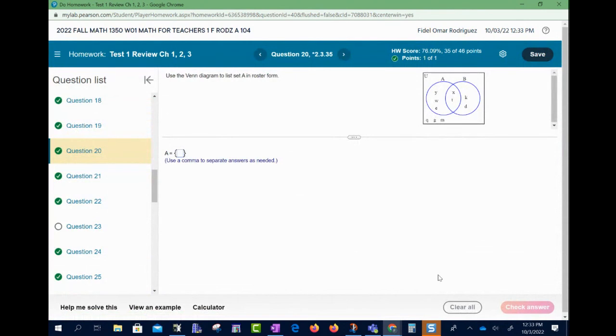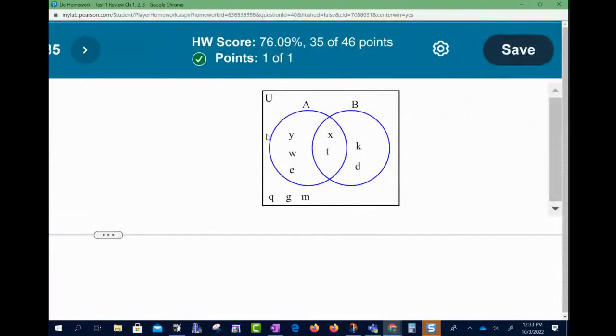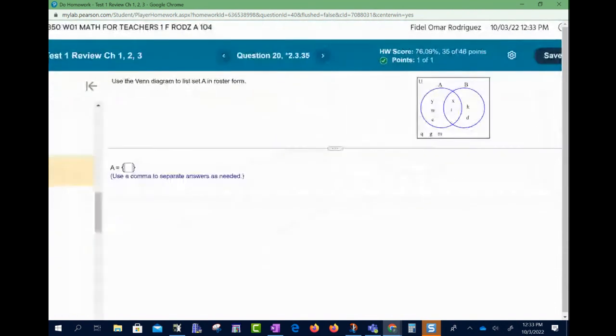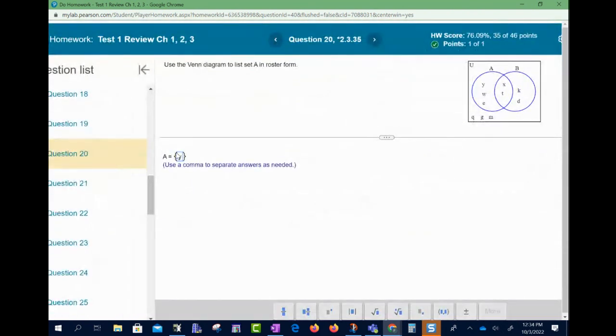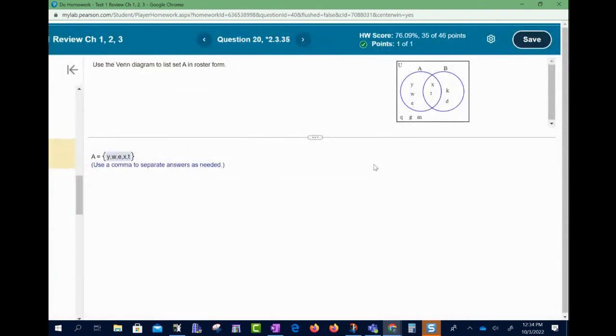Let's go similar question. Okay, so y'all, let's take a look here, and it says, what's the set A? So think about this, y'all. The set A says, what are the letters inside this circle? Anybody know the letters inside that circle? The letters inside the circle A? Yeah, Y, W, E, X, and T. So all I'm going to do right here, y'all, let's go Y, W, E, X, and T, and I'm done. Easy breezy cover girl, right? There you go, you got it.